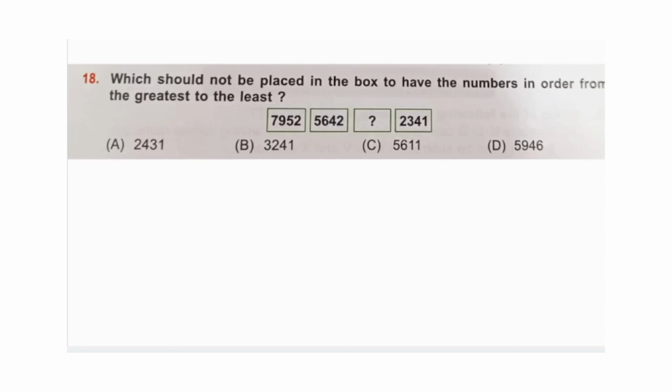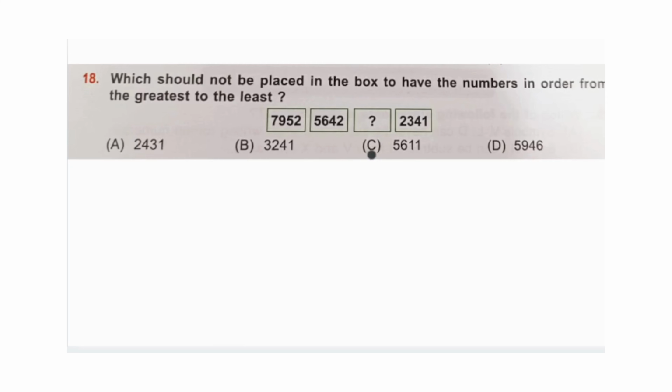Let's try to solve question number 18. Let's look at the question. Which should not be placed in the box to have the numbers in order from the greatest to the least. If you see what they say is, there is an empty box here and the order should be from greatest to least. So there are two ways to solve this problem.